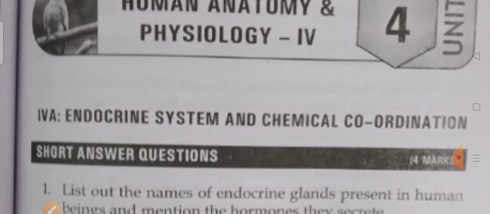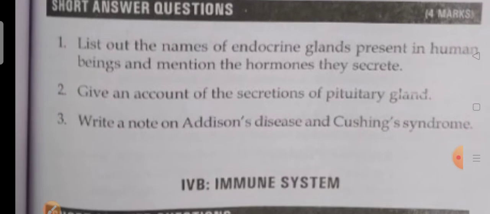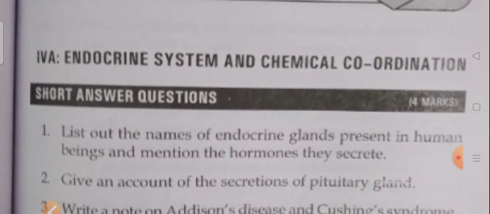Each unit has two partitions, and in the same way the fourth unit also has two partitions. The first one is the endocrine system and chemical coordination, and the second one is the immune system.